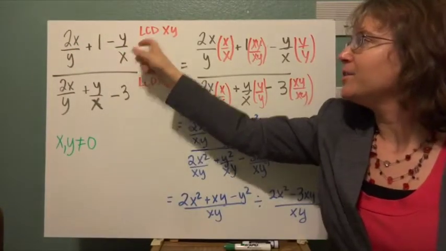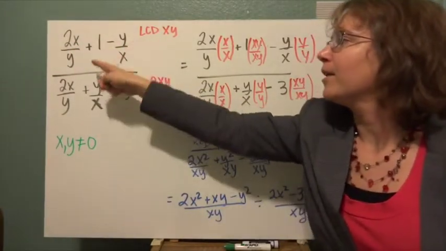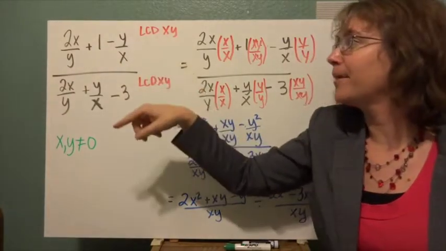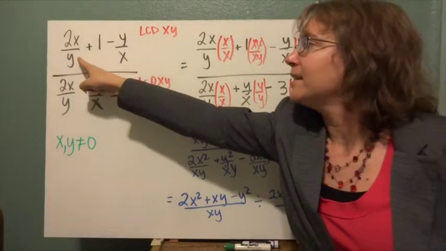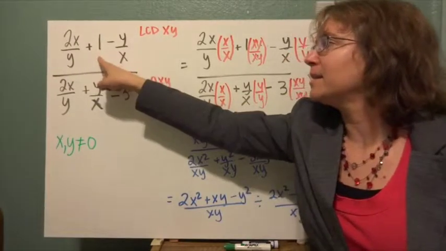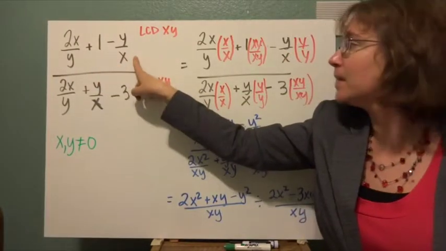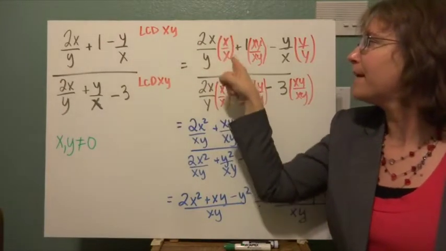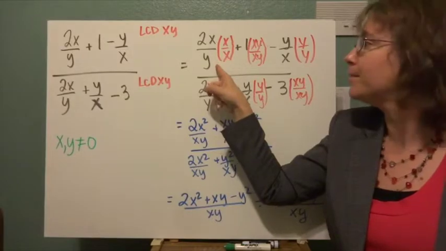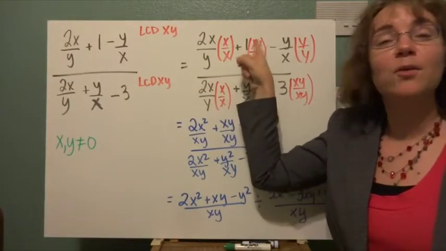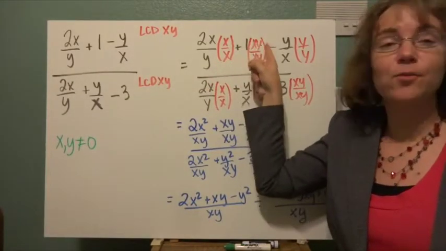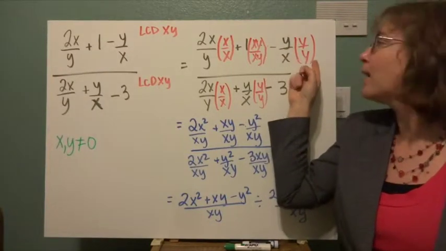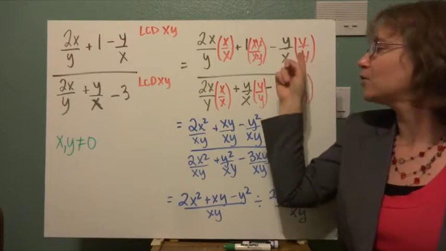So my least common denominator for this numerator, I need to have an x and a y. So it's going to be x times y. So when doing that, I can see that this one is missing an x, this is missing both an x and a y, and this one's missing a y. So I have 2x over y, and I'm going to multiply that by x over x, so I can get that common denominator. My 1, I'm going to multiply by a special one, xy over xy, and my negative y over x, I'm going to multiply by y over y, which is a special 1.